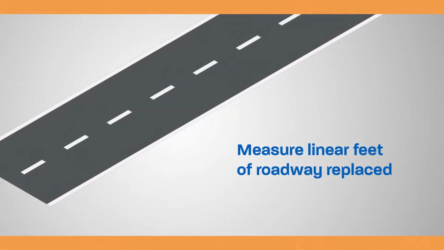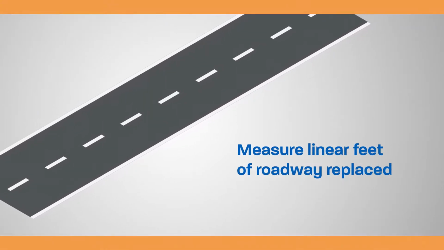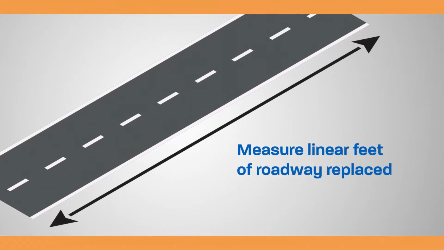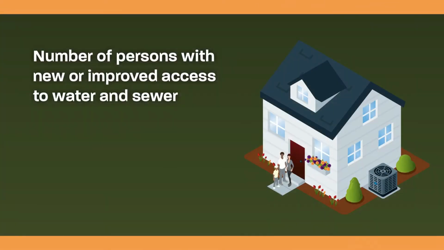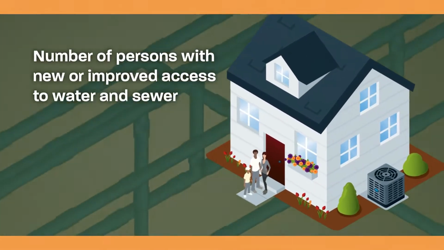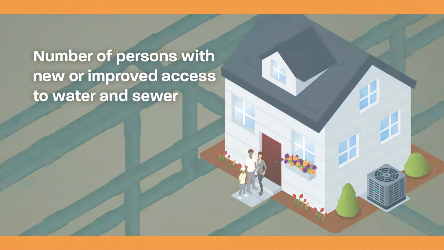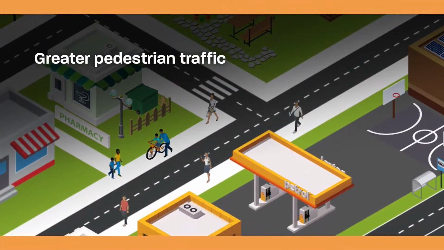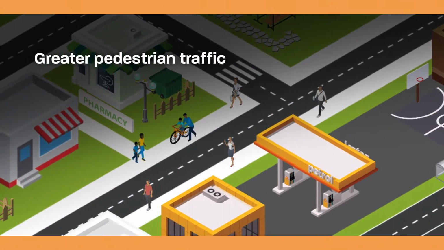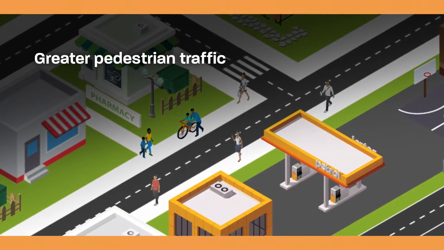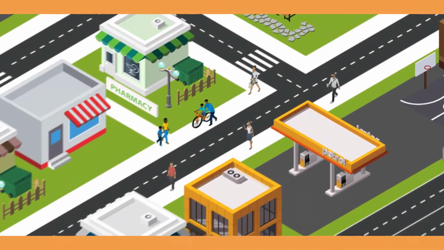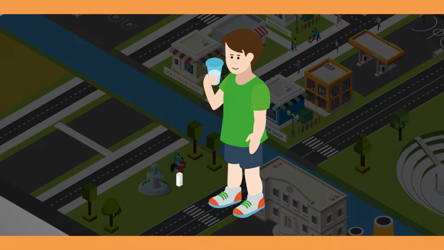Grantees should measure the impact of their investments. For example, you may want to measure the linear feet of roadway replaced or the number of persons with new or improved access to water and sewer. Furthermore, grantees may want to describe the outcomes of their improvements, such as greater pedestrian traffic in a business district or fewer children with elevated lead levels from contaminated drinking water.